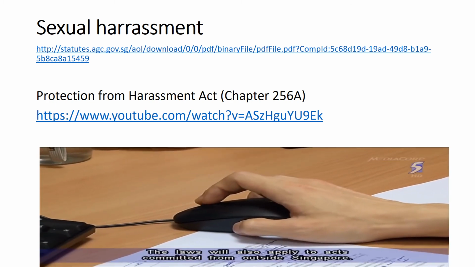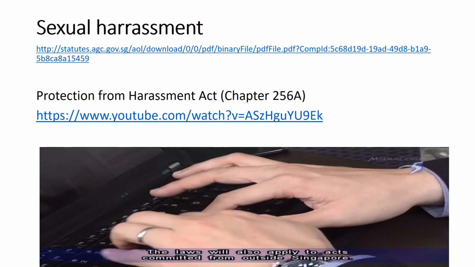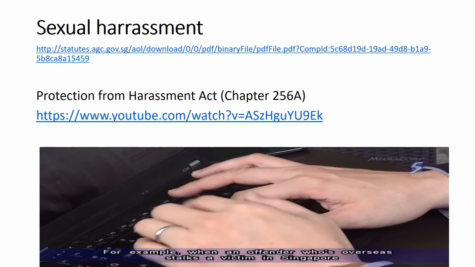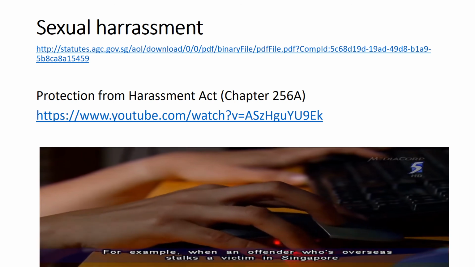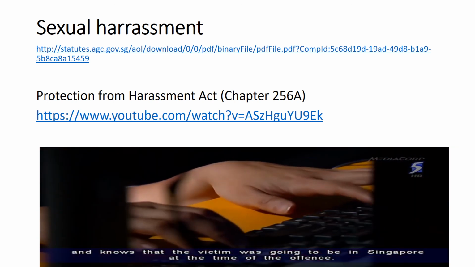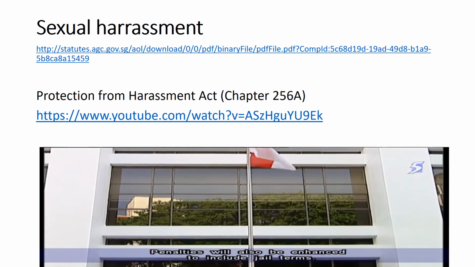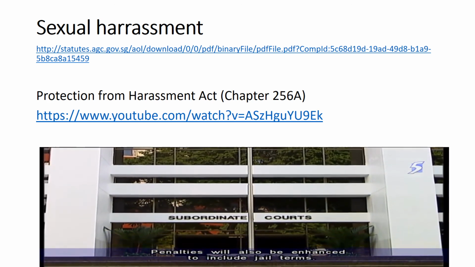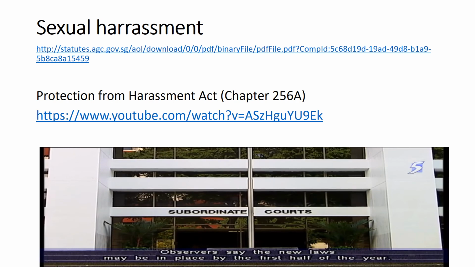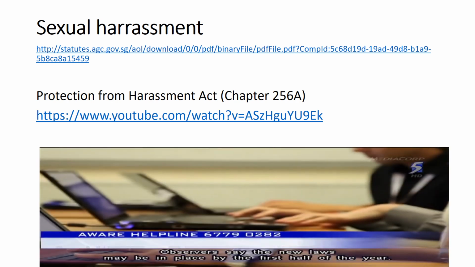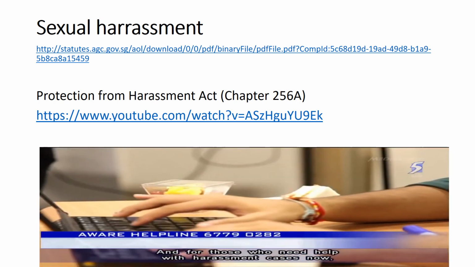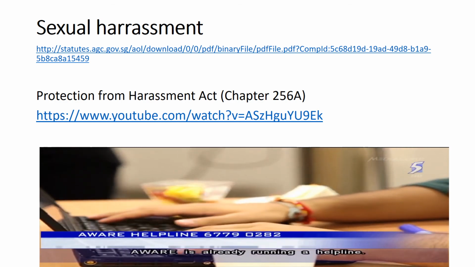The laws will also apply to acts committed from outside Singapore. For example, when an offender who's overseas stalks a victim in Singapore and knows that the victim was going to be in Singapore at the time of the offence. Penalties will also be enhanced to include jail terms. Observers say the new laws may be in place by the first half of the year. And for those who need help with harassment cases now, Aware is already running a helpline.